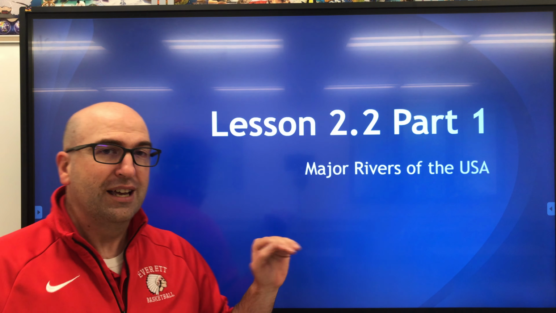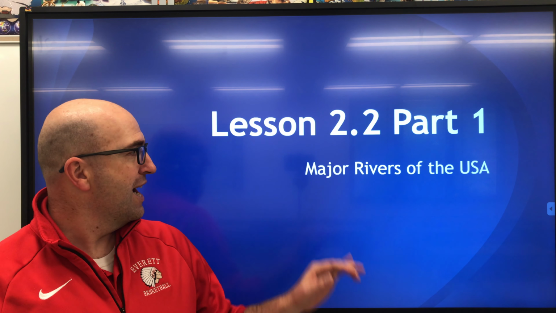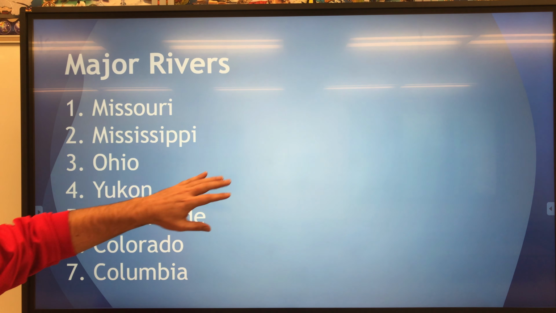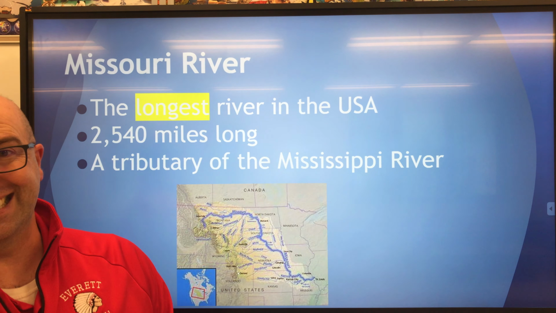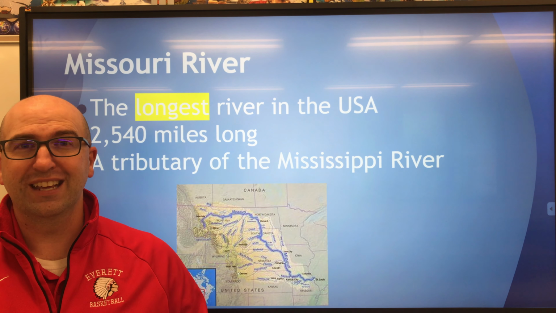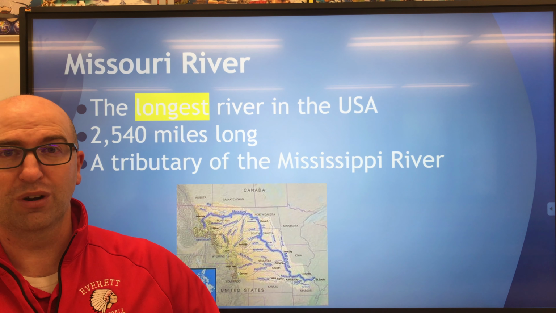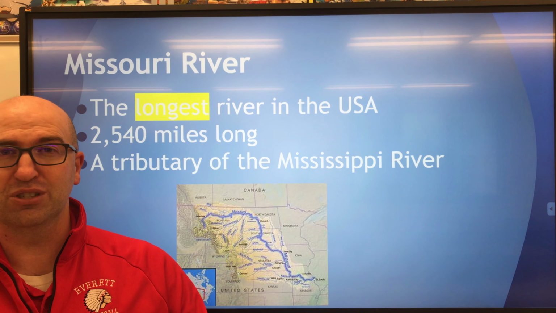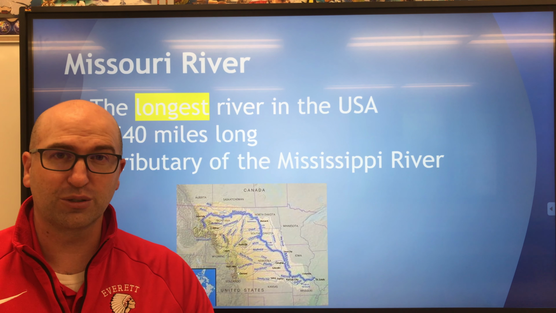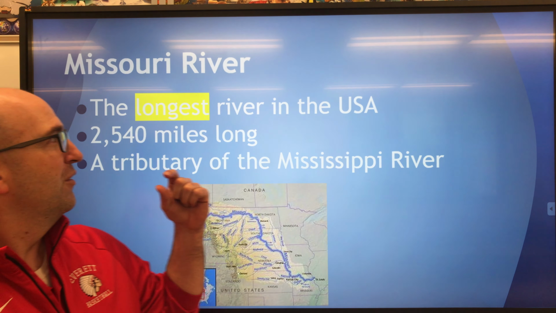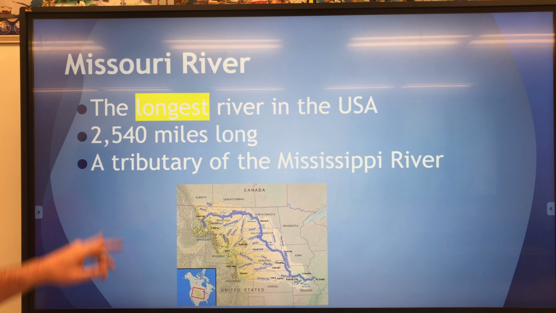Our first section is major rivers. We're going to look at these major rivers of the United States. There's 7 of them that we're going to look at, starting with the biggest of the rivers in the United States, and that's the Missouri River. If you go to the United States Geological Survey's site, the Missouri River is listed as the longest river in the United States. A lot of times it's that misconception, and we think Mississippi River. I know when I was in school, it was always Mississippi River. But according to the data by the United States Geological Survey, the Missouri River is the longest river in the United States at 2,540 miles long.